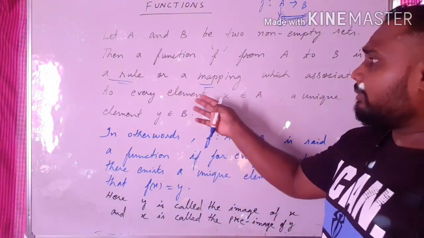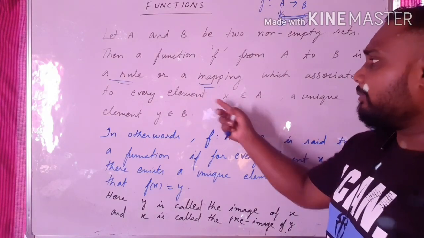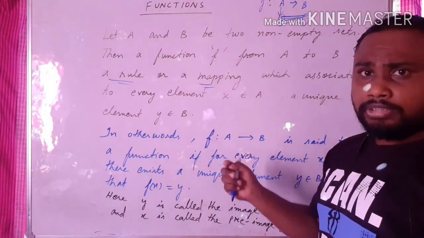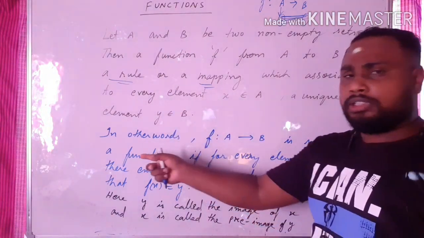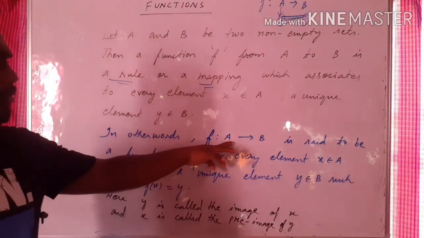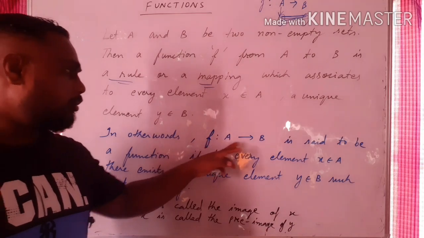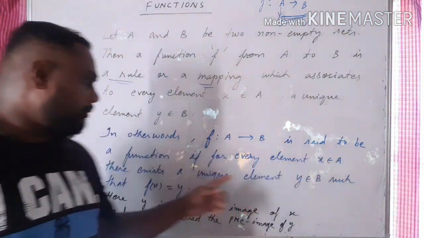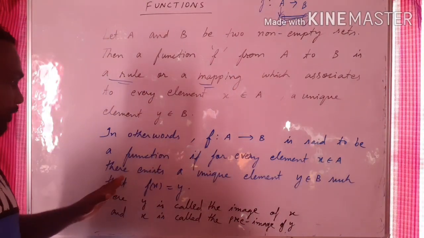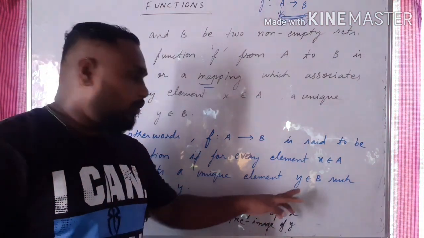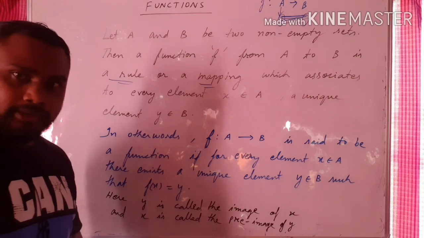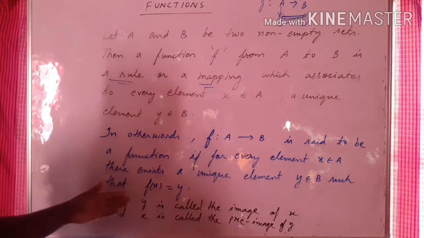Every element x belongs to A will be associated with a unique element y belongs to B. In other words, we can say f from A to B is said to be a function if for every element x belongs to A, there exists a unique element y belongs to B such that f of x is equal to y. We can define it like this also.